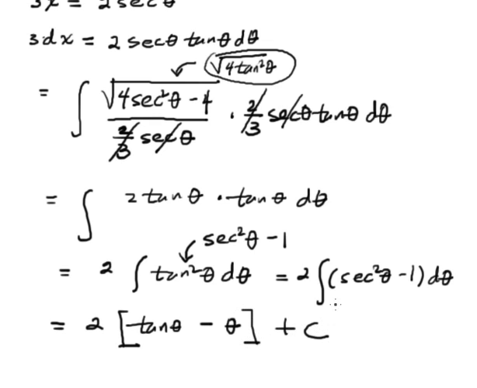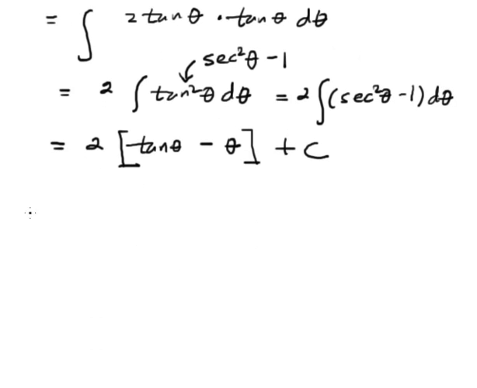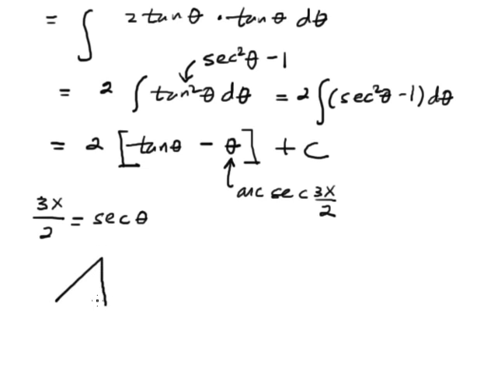plus c. And now we have to substitute back. So let's look at our original trig substitution, and we'll solve for secant theta. 3x over 2 equals secant theta. So for theta, we're going to have arc secant of 3x over 2. And what about tangent theta? Well, we'll have to draw our triangle to figure out what tangent theta is.